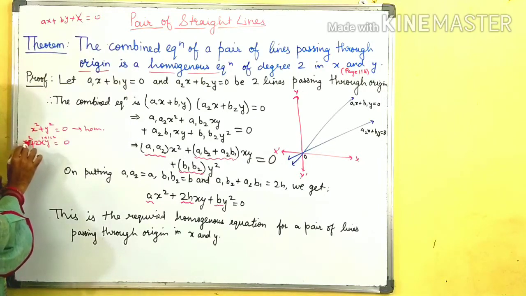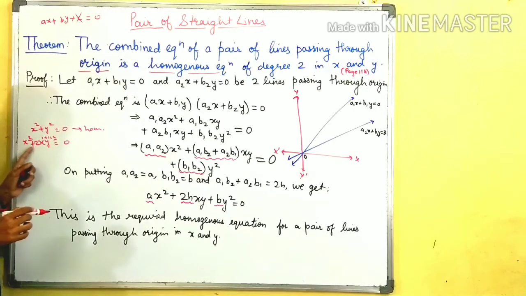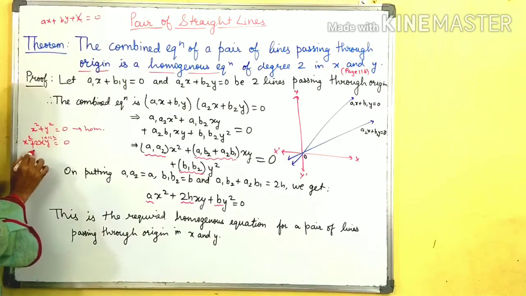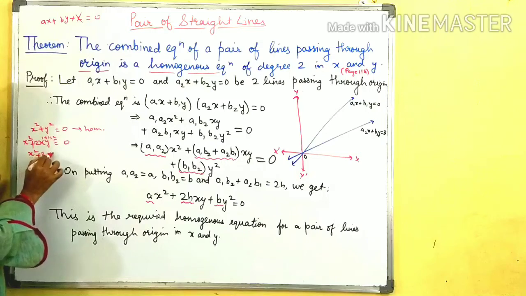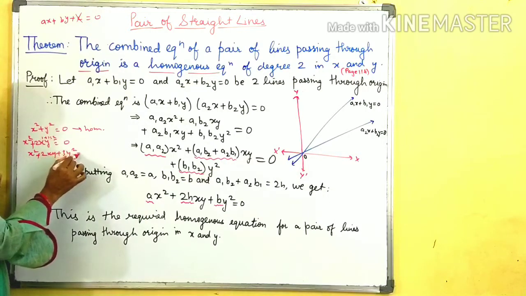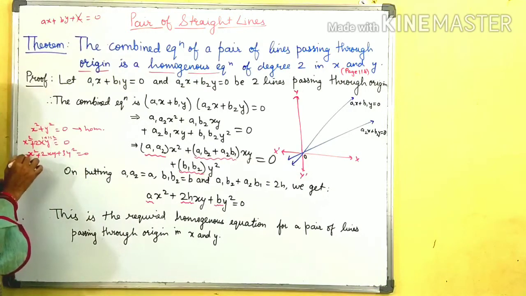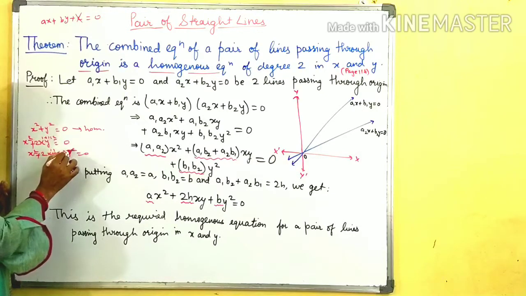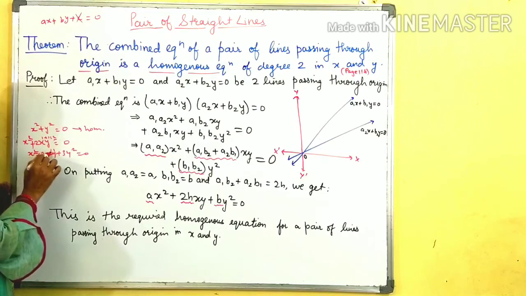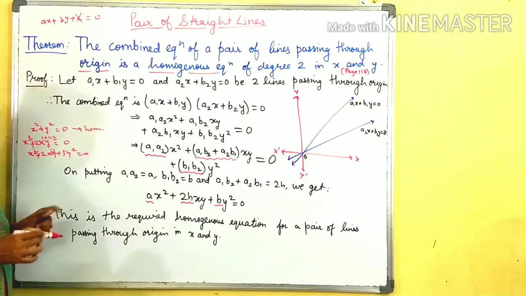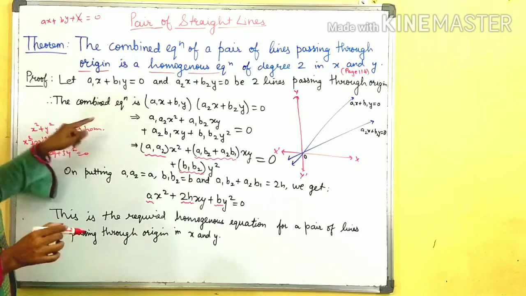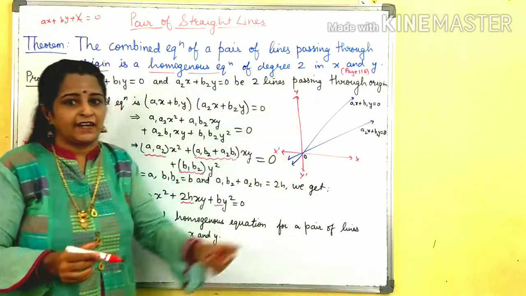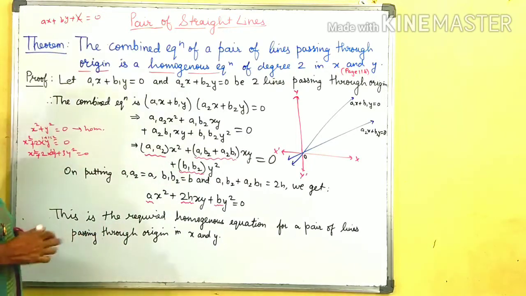Again there is the same power for the x and xy terms. In another equation, the power of x is 2, xy is 1 plus 1, which is nothing but 2, and y is again 2. So the power of x, xy and y is 2. This is the meaning of a homogeneous equation of degree 2 in x and y. So let us go through the theorem.